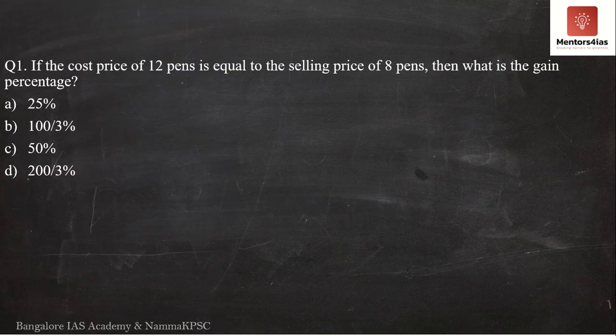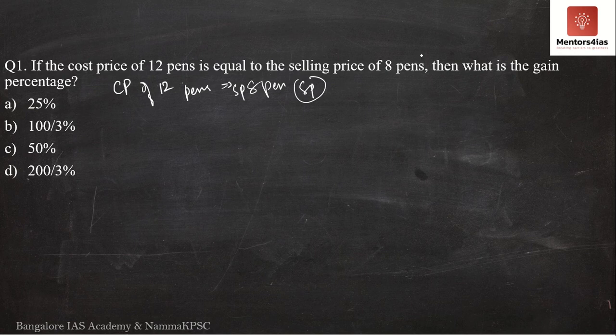Now the first question says, if the cost price of 12 pens is equal to the selling price of 8 pens, then what is the gain percentage? You can read the question, understand the question. What the question is saying is that the cost price of 12 pens is equal to the selling price of 8 pens. Okay, so then what is the gain percentage?